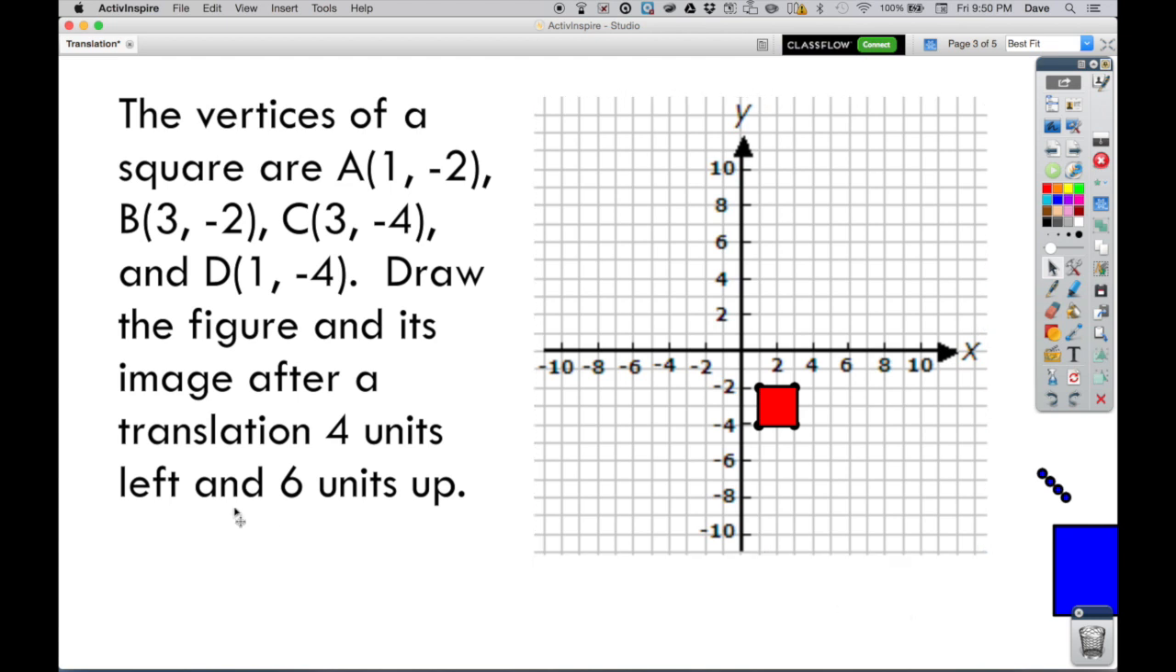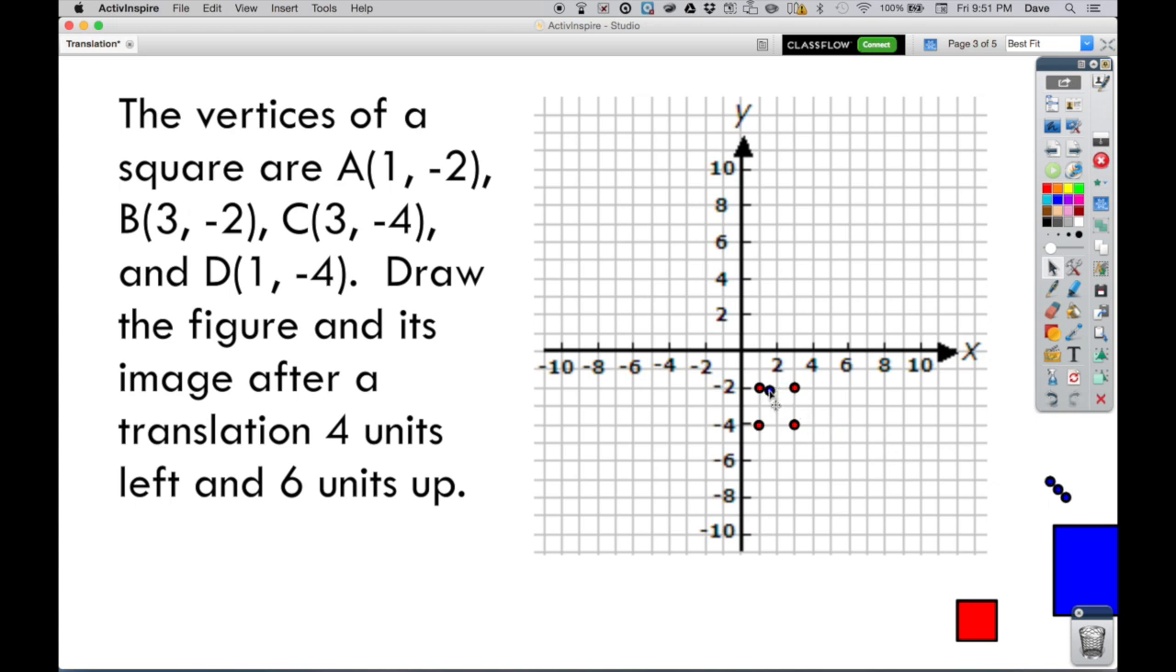Now we're going to draw its image after a translation 4 units left and 6 units up. This is one way you'll see a translation described, specifically just in words, telling you exactly what direction and how far to move. What we want to do is take each of these 4 dots and apply this transformation. I'm going to use blue for our image.